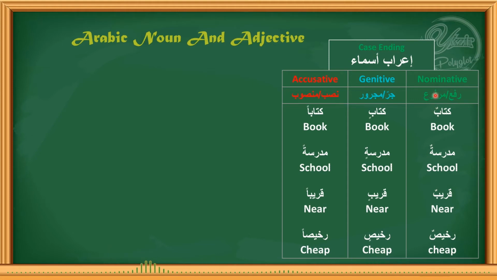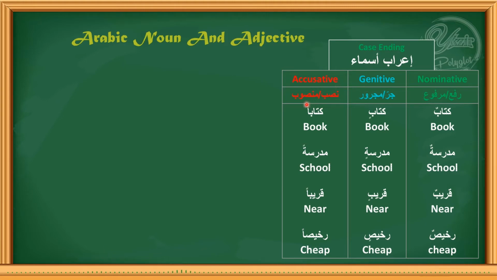There are 3 cases in Arabic. Rafa or marfu'. In English, we call it the nominative case. The second is jar or majrur. In English, we call it the genitive case. This genitive case is used when it occurs in a genitive construction, called idafa in Arabic.